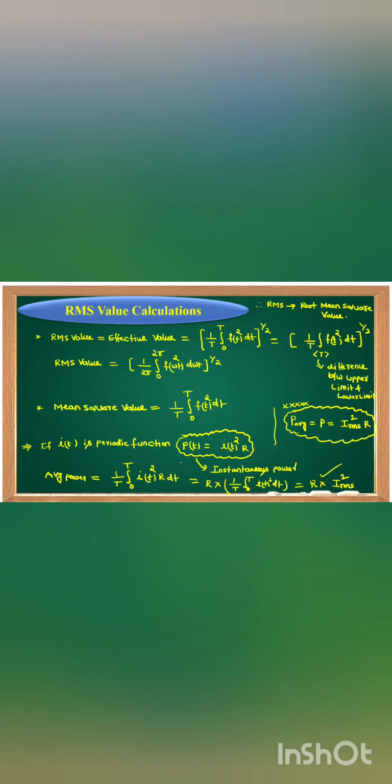Clear? If it is a constant current, average and RMS values are equal, then you have to write I square. If any waveform is given, you have to calculate the power as I RMS square into R, not I average square.